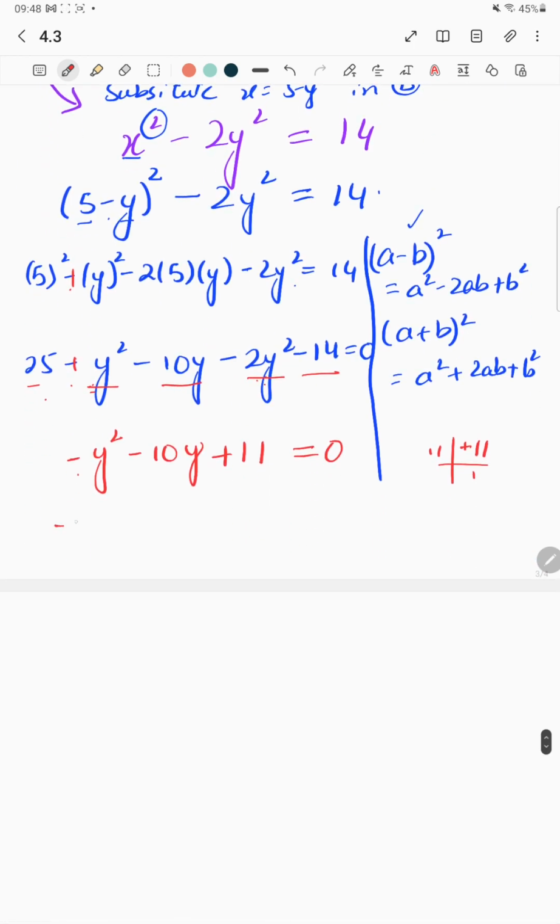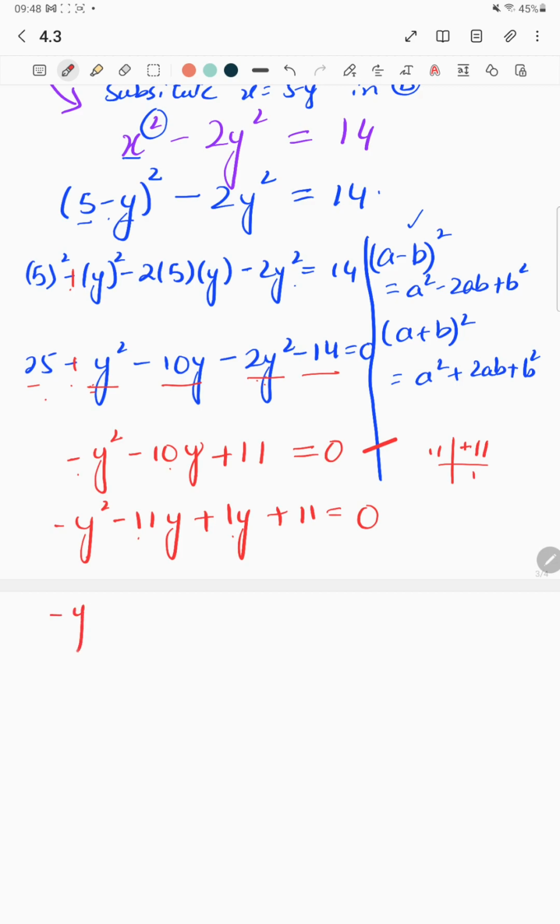So what we're going to do is minus y square minus 11y plus 1y. We are doing middle term breaking over here. So minus 11 plus 1 is minus 10, and 11 times 1 is 11. So at this step, you can either do factorization or completing square method or quadratic formula. I mean, you can use any method.